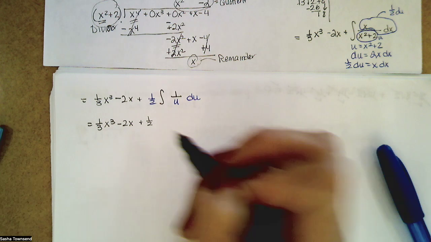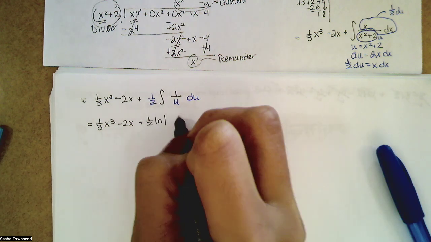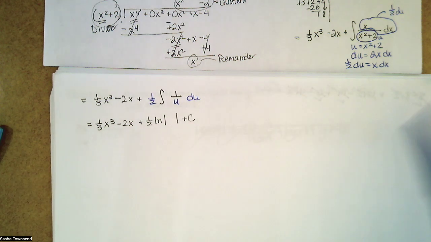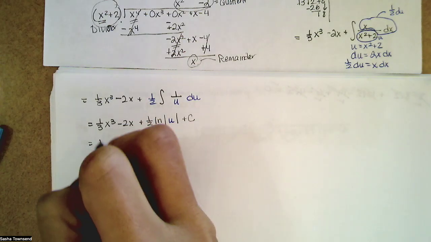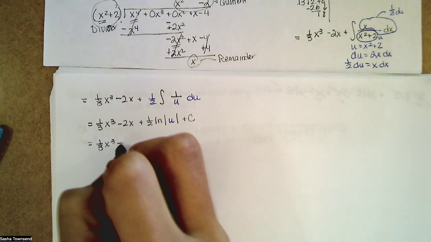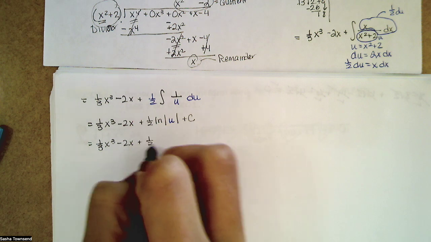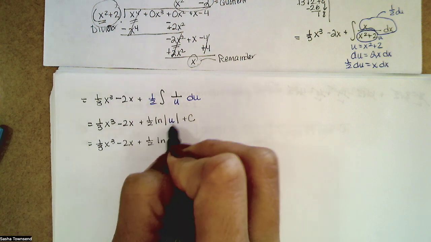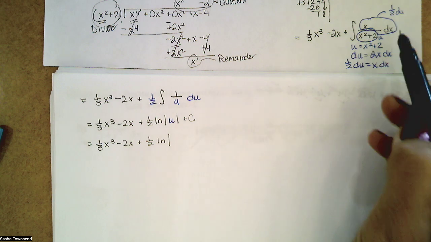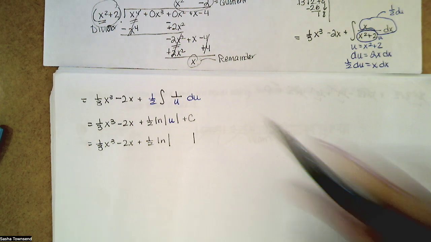The antiderivative of 1 over u is natural log of the absolute value of u plus c. And then we want a final answer in terms of x. So we back substitute. u is this x squared plus 2. So we're going to substitute that in.